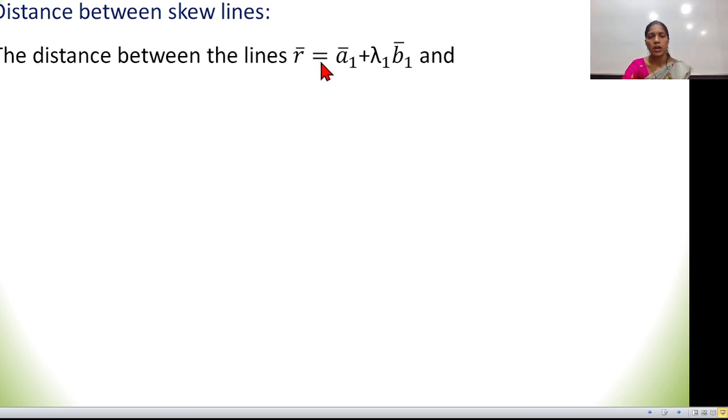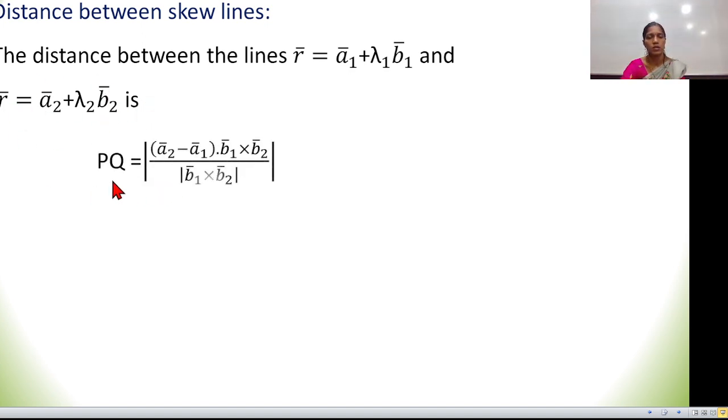The distance between the lines r bar equals a1 bar plus lambda b1 bar, and r bar equals a2 bar plus lambda 2 b2 bar, which is our equation of the other line, is given by PQ. PQ is equal to the magnitude of (a2 bar minus a1 bar) dot (b1 bar cross b2 bar), divided by the magnitude of this cross product, that is, the magnitude of b1 bar cross b2 bar.